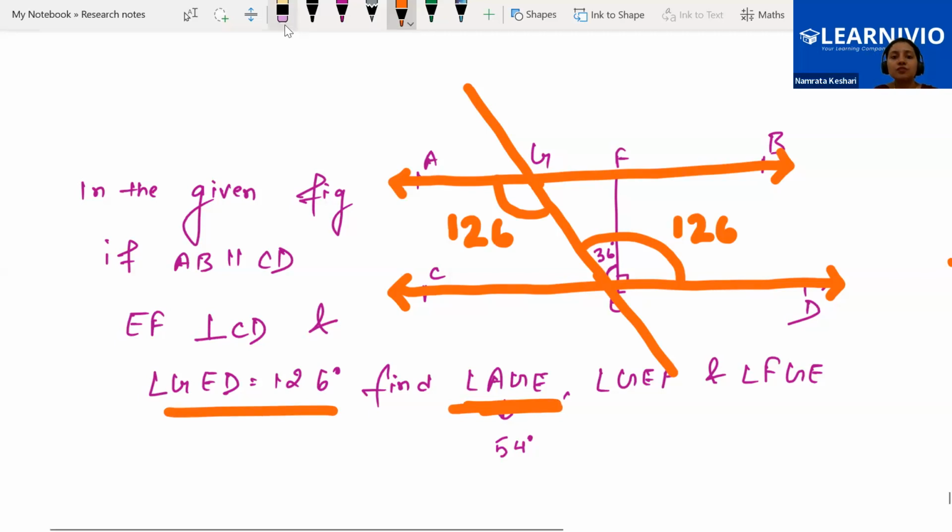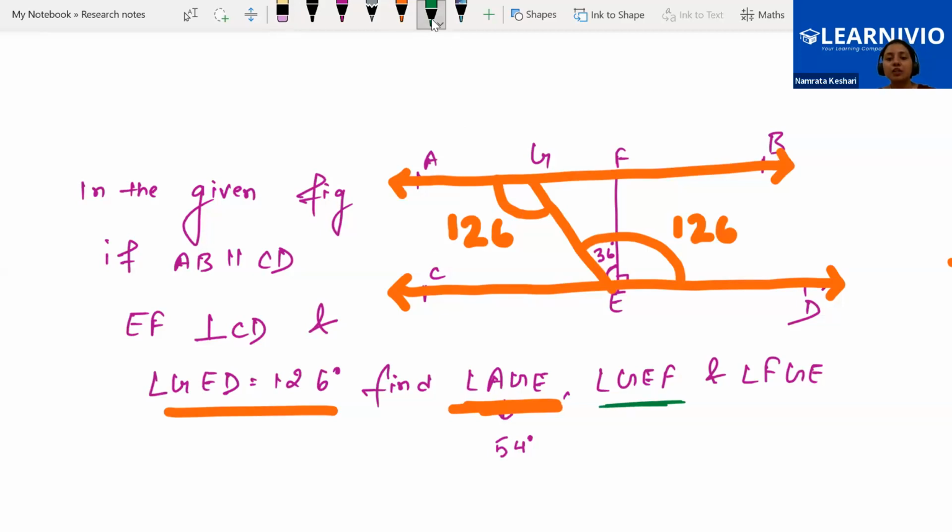Any confusion so far? No, ma'am. Okay. Now what is GEF? Yes, Sarah already said it. Here we know that EF is perpendicular, so this much is 90 degrees. Total is 126, so 126 minus 90 gives us GEF, and we got it as 36 degrees. This one we got as 126 degrees, this one also 126 degrees, and this one 36 degrees.